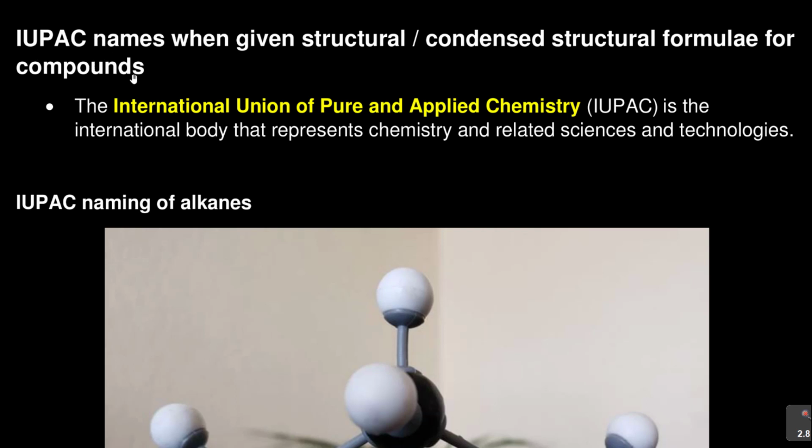Now, what does IUPAC naming mean? It means the International Union of Pure and Applied Chemistry. IUPAC is the international body that represents chemistry and the related sciences and technologies. So this is an international authority that is involved in the naming of all the chemicals in the periodic table, those that are new, those that were discovered, those that are yet to be discovered.